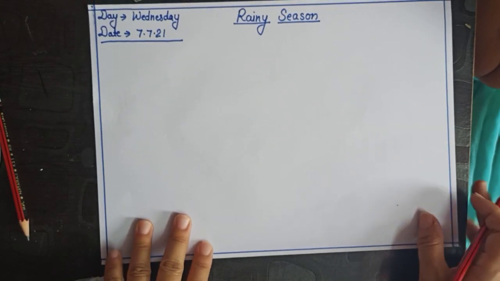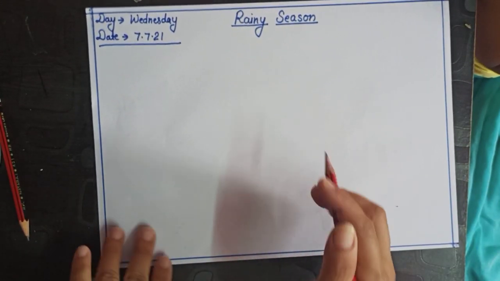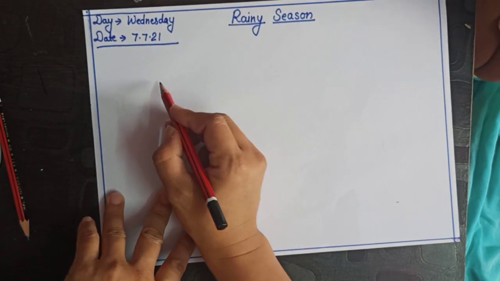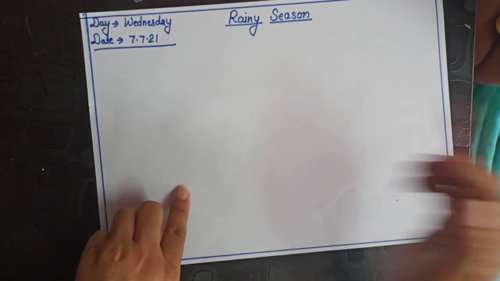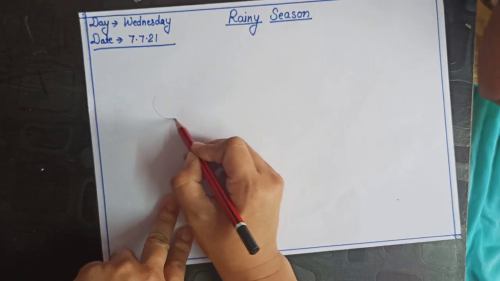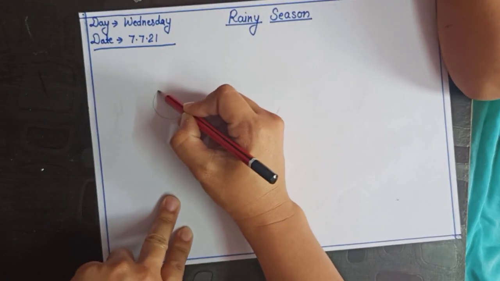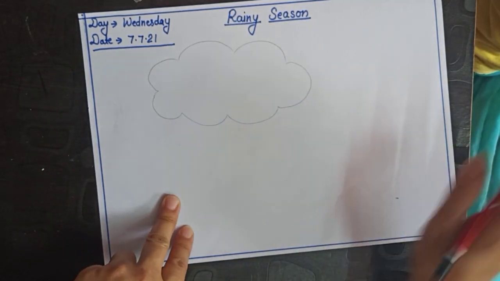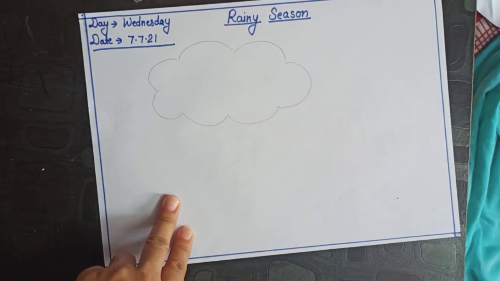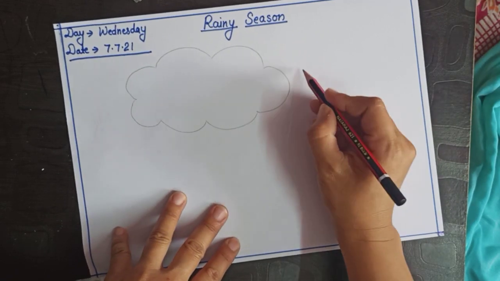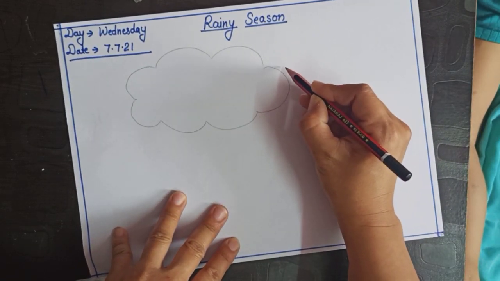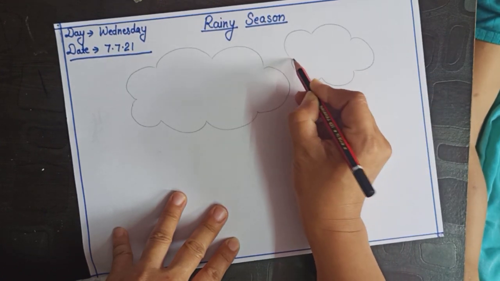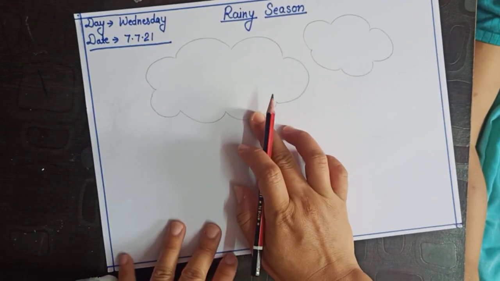Okay, now firstly in the rainy season we will draw some clouds. This is the cloud. It's very simple, like this. One more cloud, a small one. Okay, like this. So this is the cloud.